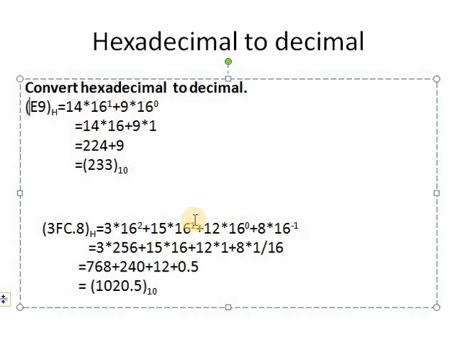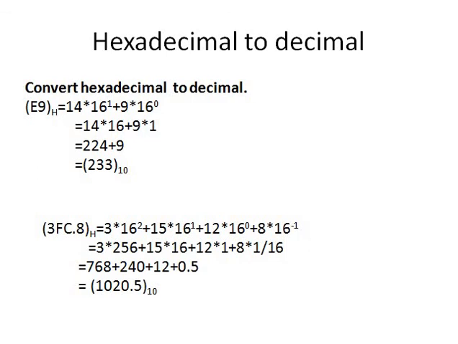So this is how we convert hexadecimal to decimal. Students, I will give you homework; you should do it. In the next class we will see how to convert decimal to hexadecimal. Thank you.